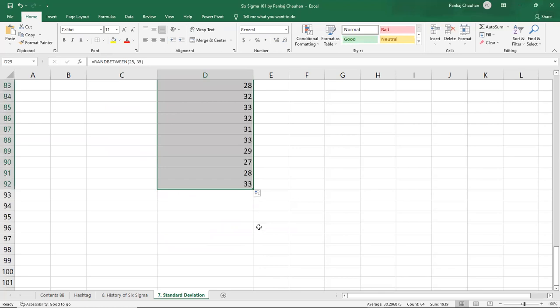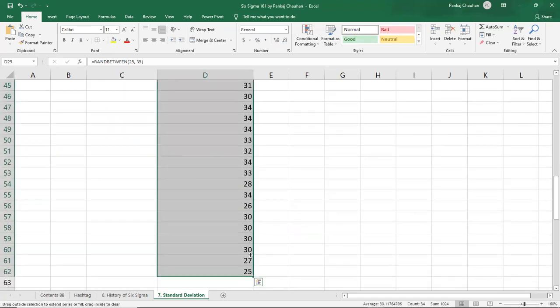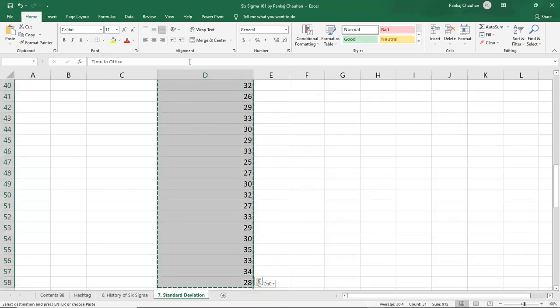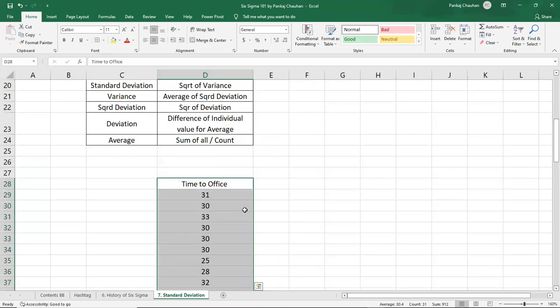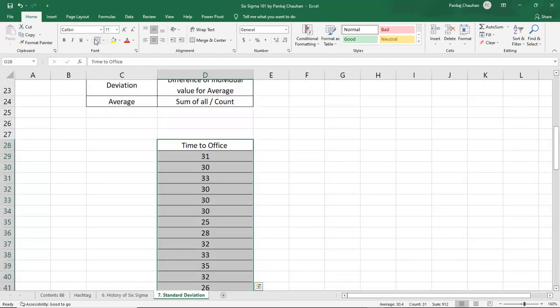If somebody asks you how much is the variation in your time to reach office based on the last 30 days, how will you define it? Now you need to calculate the standard deviation of this data. So here your time to office is given. How do we calculate the time to office standard deviation?